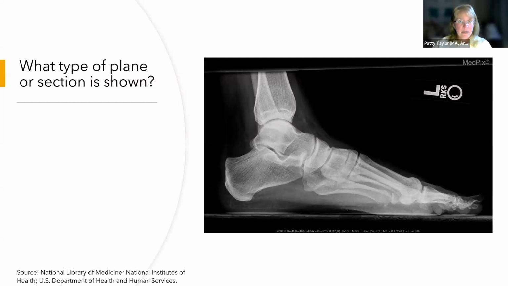Okay, again, are you looking top, bottom? Are you looking left to right? Or are you looking front to back? Those are the questions you want to ask yourself to determine what kind of plane this is. Obviously, this is a foot. You're looking at it from a side view. A side view is always going to be what type of plane? Sagittal, right? So this is a sagittal section. It always gives us a left and a right viewpoint.